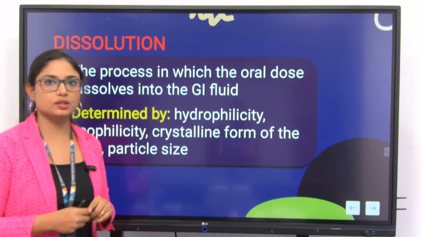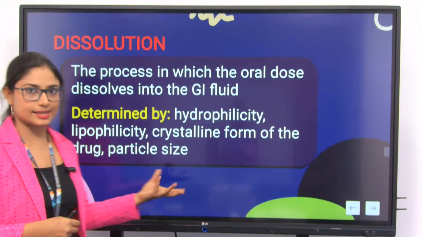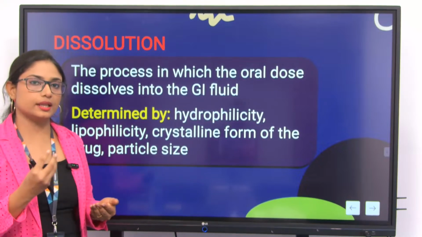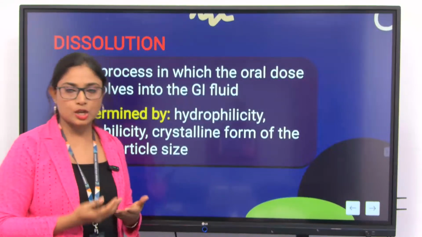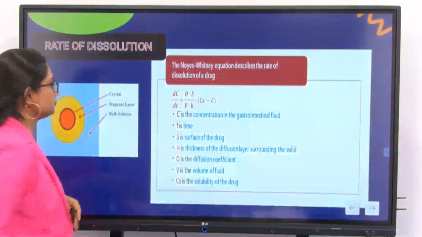Crystalline form, as you all know, will take time to get dissolved in the fluid. Particle size: the lesser the particle size, when we break the drug down into smaller particles, fine granules, we are increasing the surface area. So the more the surface area, the more the dissolution.